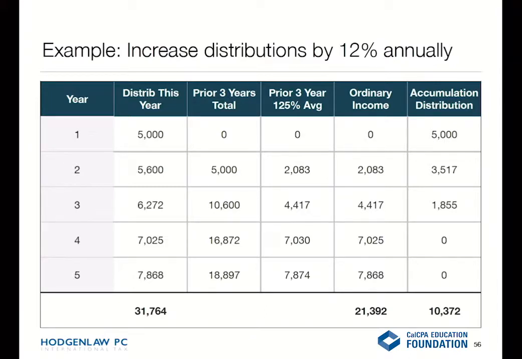And as long as you continue to increase the distributions by the same amount each year, you continue to get 0 as your accumulation distribution. So yeah, you have some slightly less desirable tax results in the first 3 years. But if you're trying to empty out a foreign trust and you have the time and can do it over a number of years, this is the go-to method for getting the money out with the least bad tax results.